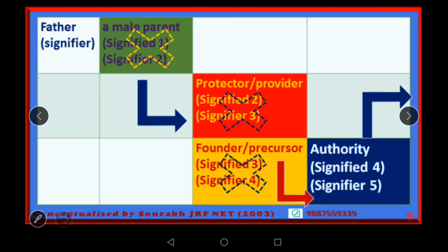Let's take one simple word, father. According to the Saussure system, this father is a signifier and there is a signified. Let's take the basic definition of father, that is the signified first, a male parent. We all know this. Now a Saussurean system ends with it.